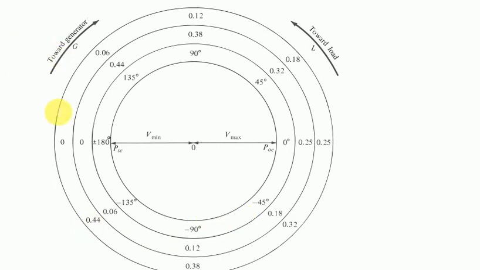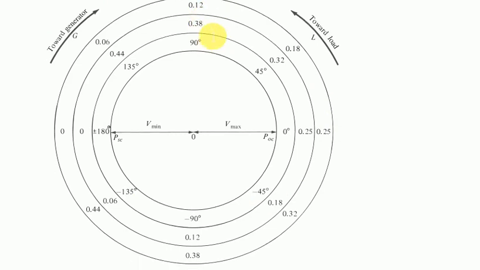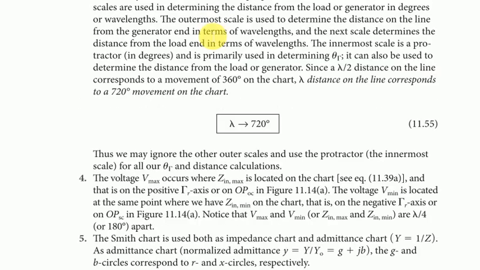So if you are completing the revolution in the clockwise direction, that means you are moving towards the generator, from the load side towards the input side. And if starting from any random point on the transmission line you complete one cycle in the anti-clockwise direction, that means you are moving towards the load side, starting from the input side. So these are the points you should keep in your mind.